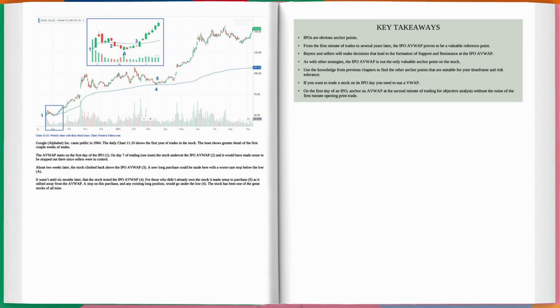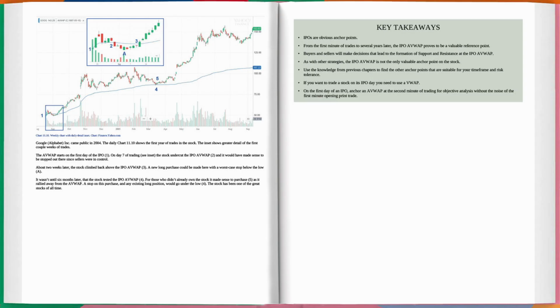On day 7 of trading (see inset), the stock undercut the IPO AVWAP (2), and it would have made sense to be stopped out there since sellers were in control. About 2 weeks later, the stock climbed back above the IPO AVWAP (3). A new long purchase could be made here with a worst-case stop below the low, A.